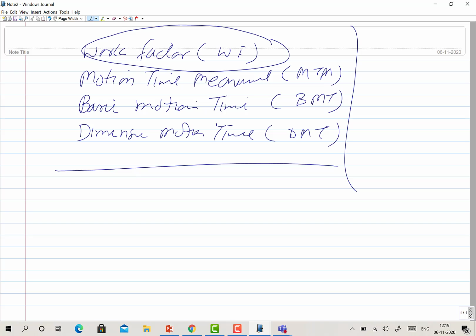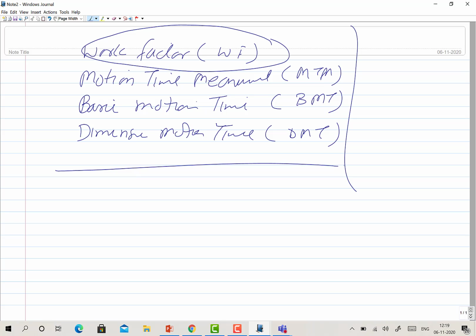But apart from this, there can be many other company-specific or organization-specific PMTS systems. Many organizations and companies have developed their own PMTS systems, but they largely work on similar principles of analyzing the methodology of performing a job and then assigning the time values, or using the time values available in the database, to arrive at the time required for completing the job.